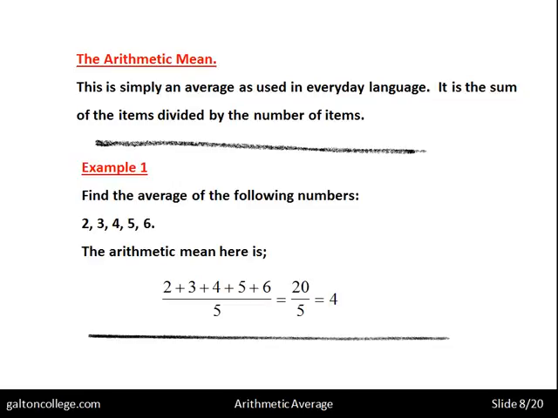Now if you look at the numbers here, these numbers are in sequence: 2, 3, 4, 5, and 6. The middle number is 4. That's what I was saying earlier. Averages tend to go towards the middle. If you look at 4 here, we've got 2 numbers on the left and 2 numbers on the right. So we have a center location.